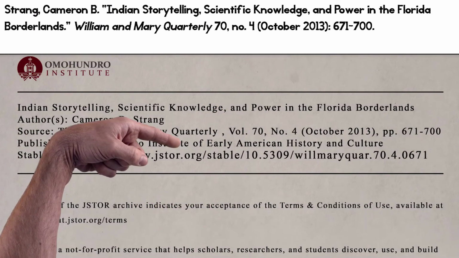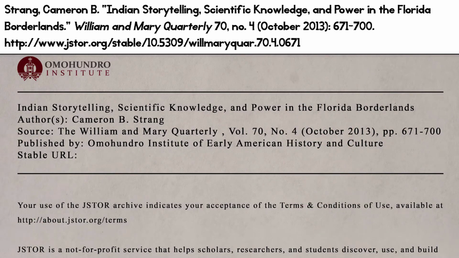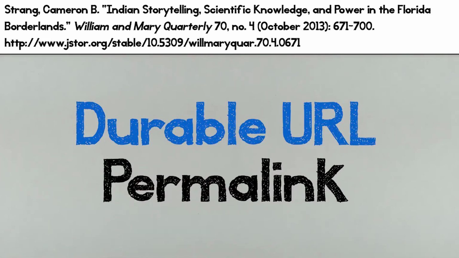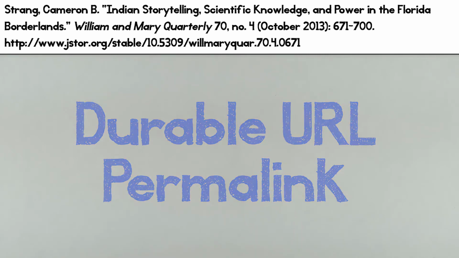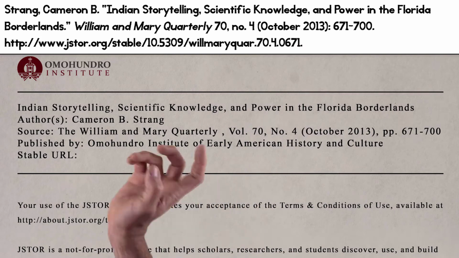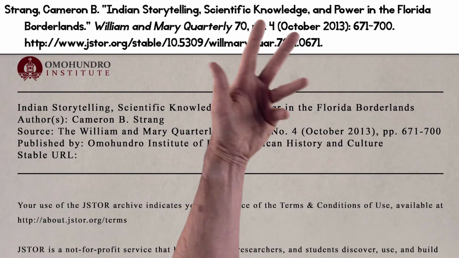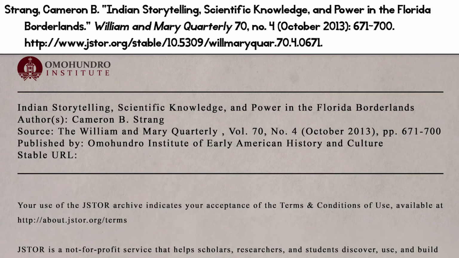Here it is on that handy information page for the article. Oh, and just to warn you, it might be called something else, like durable URL or permalink, depending on where you found it. Then we close the citation off with a period, add a hanging indent, and there we are, a complete bibliographic citation. But we're not done yet.